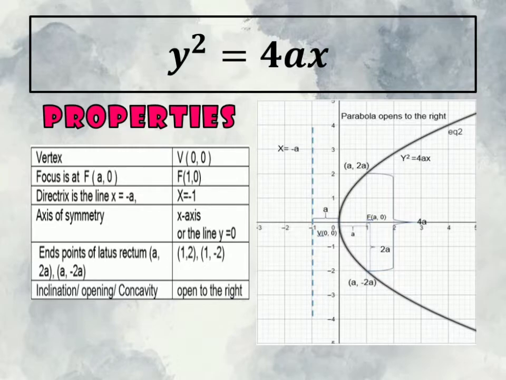The endpoints of the latus rectum are (a, 2a) and (a, negative 2a). Substitute the value of a, which is 1, so the endpoints are (1, 2) and (1, negative 2). And as you can see, the opening, or the concavity, of this graph opens to the right.